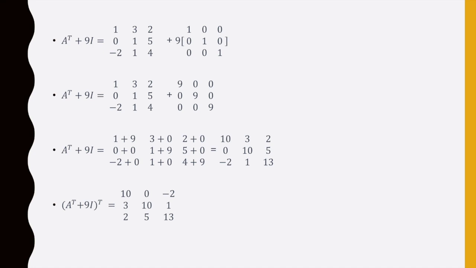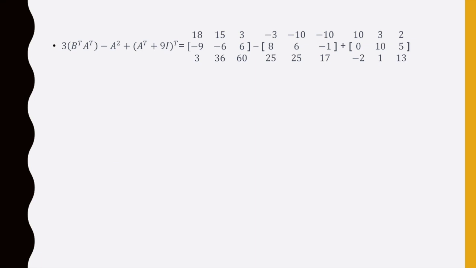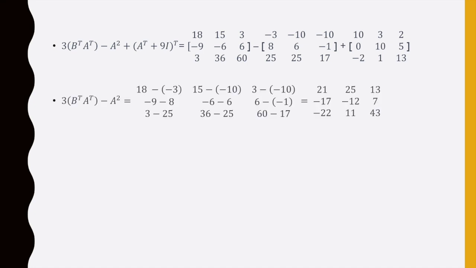Now, let us put together all the data we have collected. To make things simple, we will do it one at a time to avoid confusion as well. We first subtract 3 times the product of the transpose of B and A from matrix A squared. The same method of addition is applied when subtracting matrices, by first row, first column, and so on.